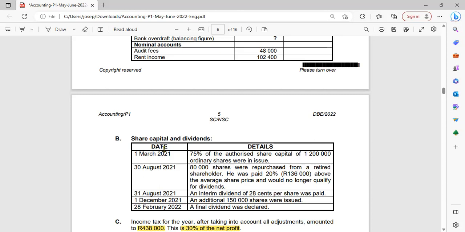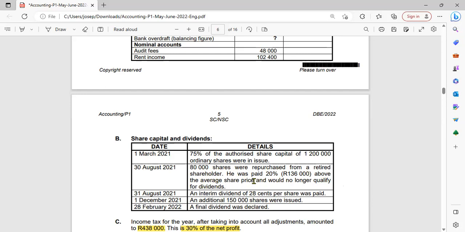So just take into account that the average share price we record in note 7, and the price that is above the average share price we record in note number 8, and the total share price we record in the cash flow. We will look at it, but not today. So here they gave us 20%, which is the price that is above the average share price.